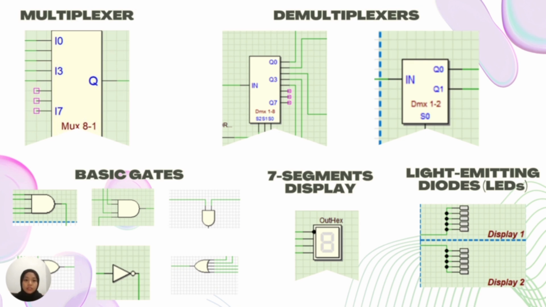And then the fourth one is 7-segment display. The display converts BCD value from D flip-flop output into decimal number and hexadecimal letter, offering a clear visual representation of the data. The fifth one is LED. The LED in the system acts as an output indicator, lighting up when a specific output of the demultiplexer is activated.